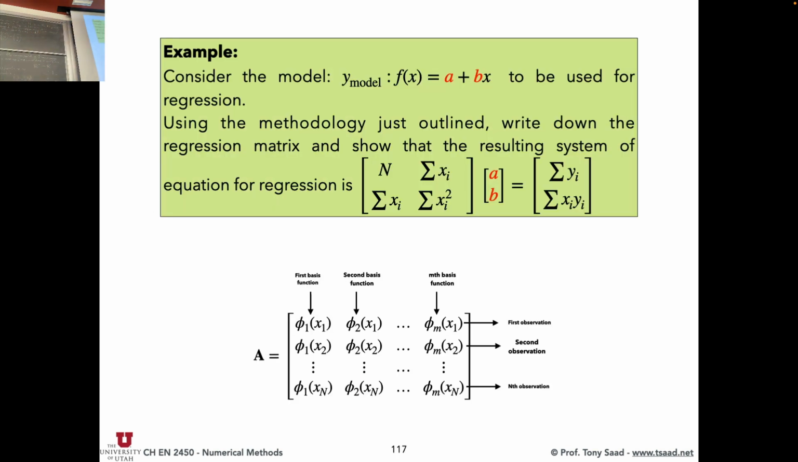If you remember, when we started with regression to a straight line, our model was a plus bx. And the normal equations were written in matrix form like this, right? If you don't remember, go back to the first lecture. That was the system of equations: n, sum xi, sum xi, sum xi squared. So if we use this methodology of using the regression matrix A, we should obtain that same answer, right? OK, let's do it.